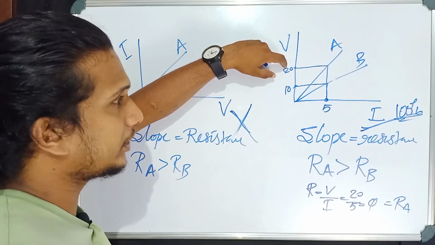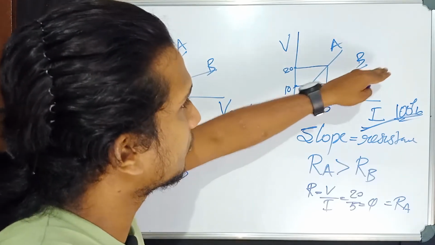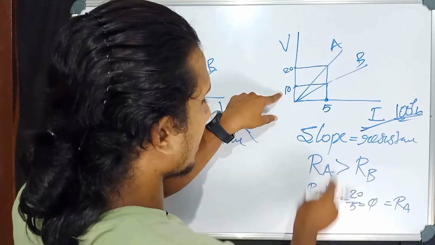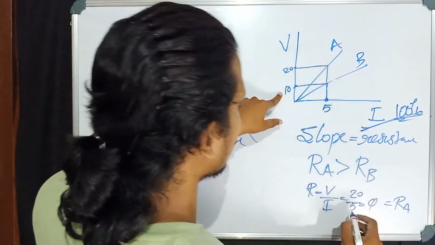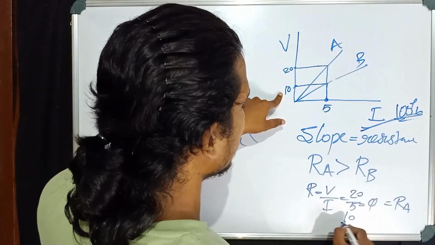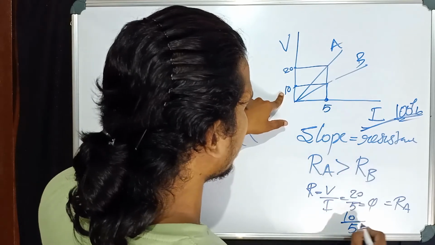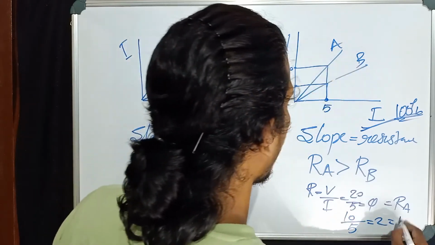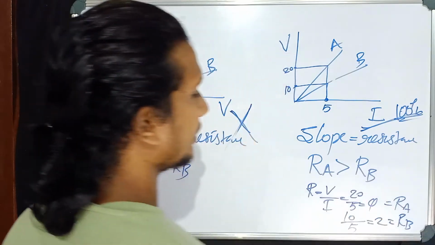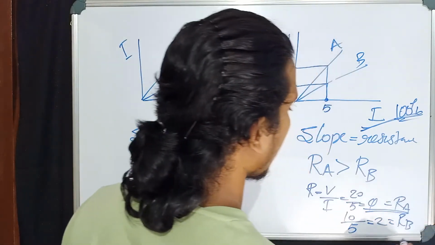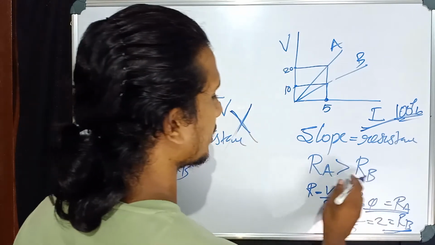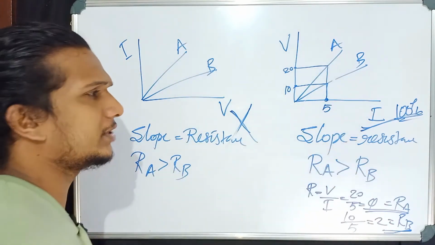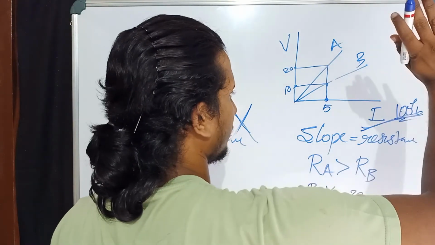If you look into this graph, what will be the resistance? Once again, R is V by I. What is the voltage? 10 is the voltage. Then what is the current? 5 is the current. So 10 by 5 is equal to 2. 2 is the resistance of RB. Okay, and over here RA is 4, RB is 2, that is RA is greater than RB. So no problems with this data. This data is completely correct.